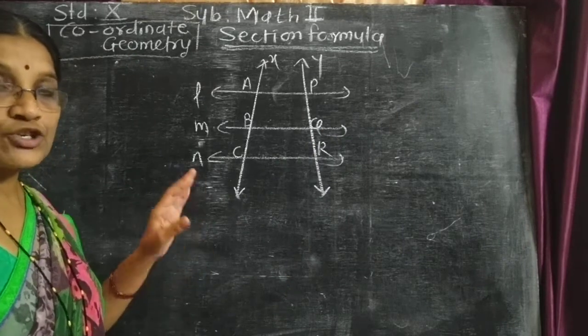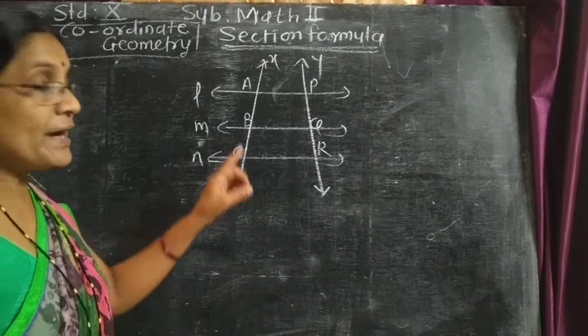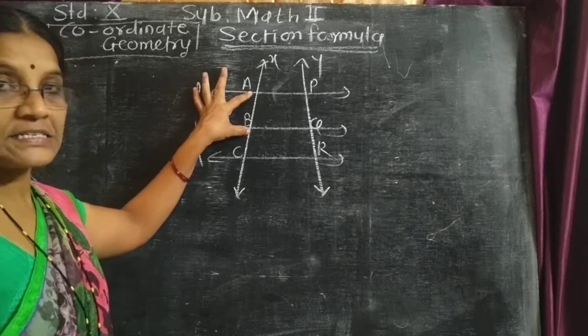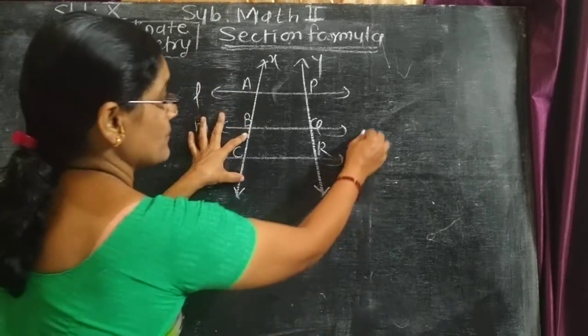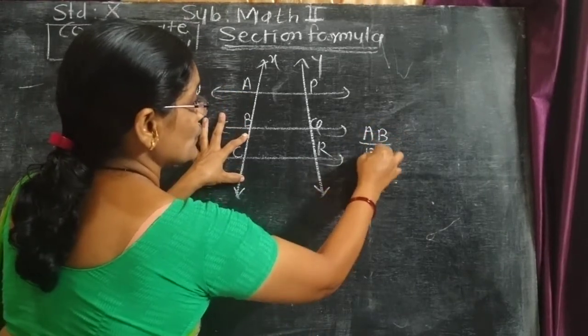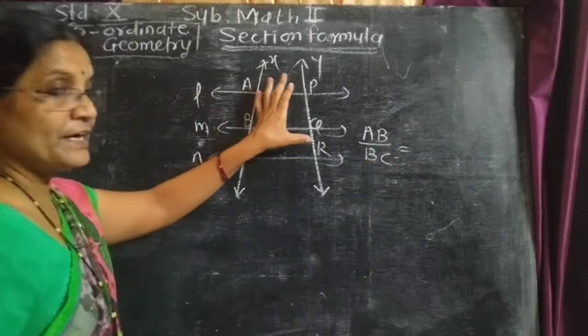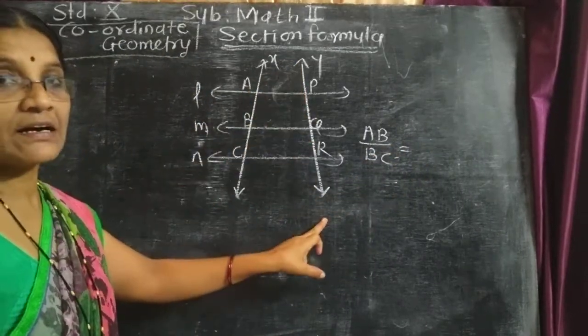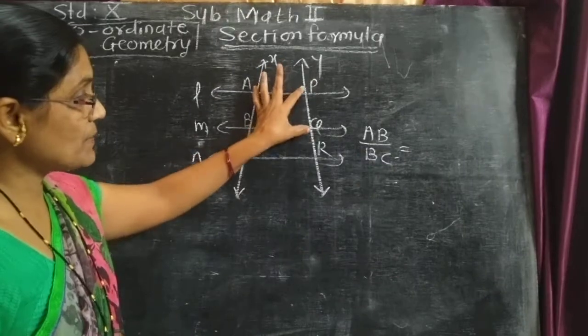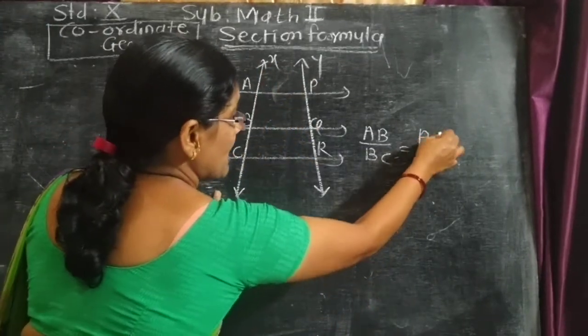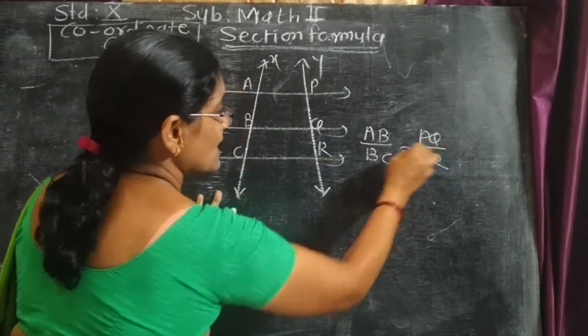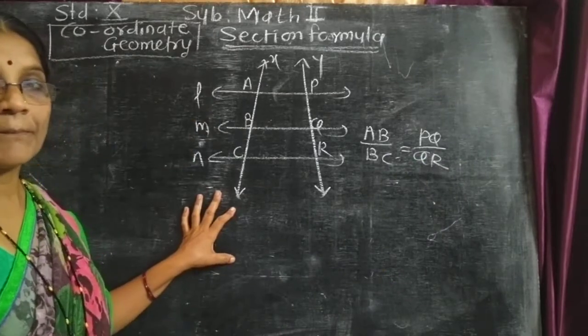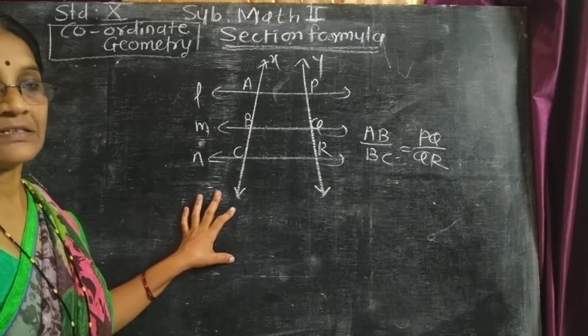Then the ratio of intercepts made by the first transversal, that is AB upon BC, is equal to the ratio of intercepts made by the second transversal, that is PQ upon QR. Both ratios are the same, and this is the property of three parallel lines.